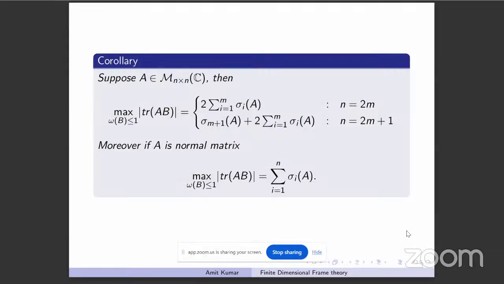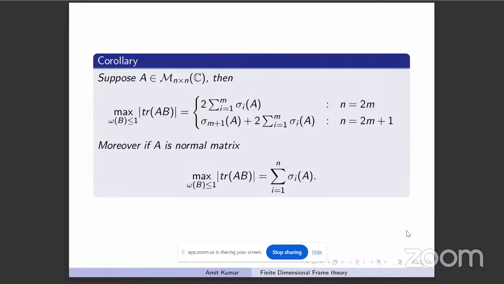The next corollary of theorem 1 we obtain is the maximum of the modulus of trace of AB where the numerical radius of B is less than or equal to 1. It will depend on whether n is even or odd. We will get two different results. And I have also proved that if A is a normal matrix, then the maximum of the modulus of trace of AB, where the numerical radius of B is less than or equal to 1, is the summation of sigma i of A, i equal to 1 to n. Here sigma i denotes the singular values of matrix A.